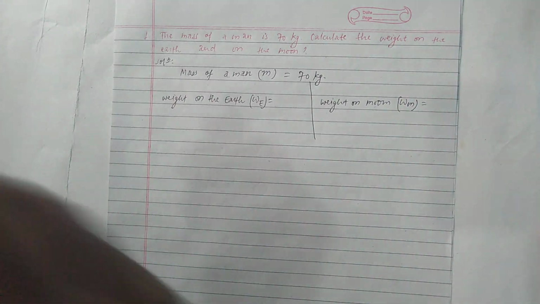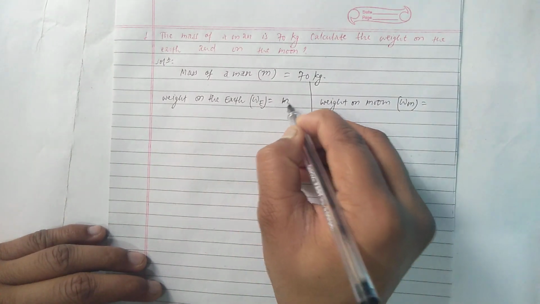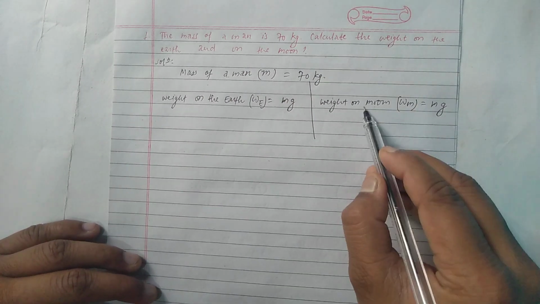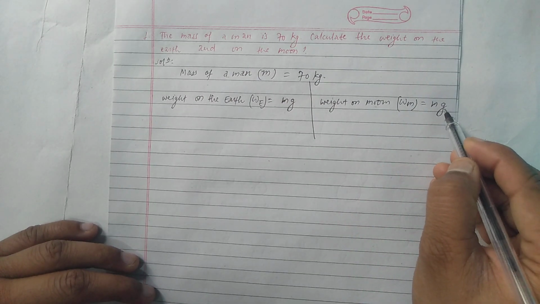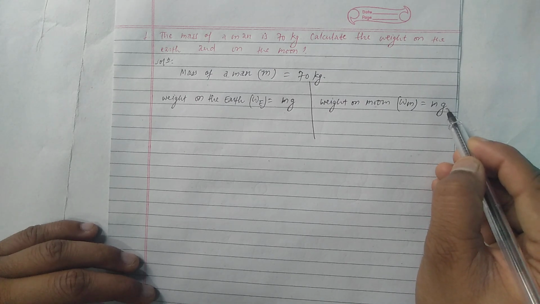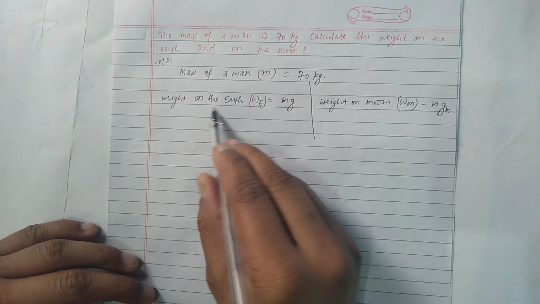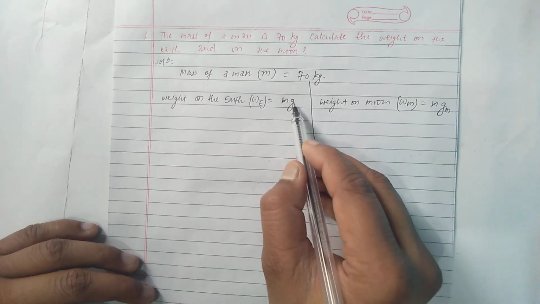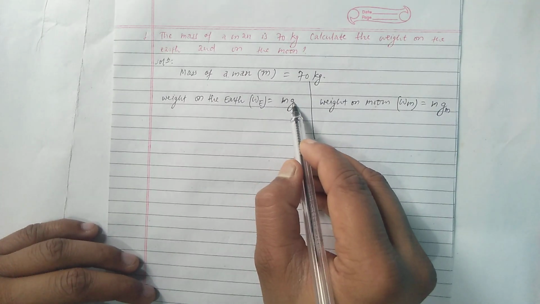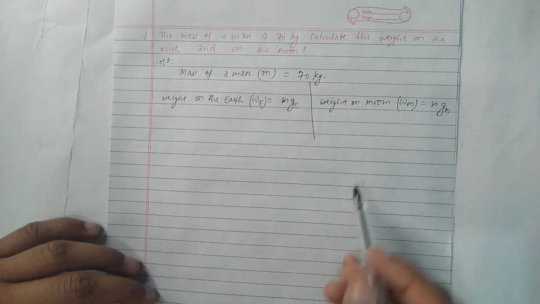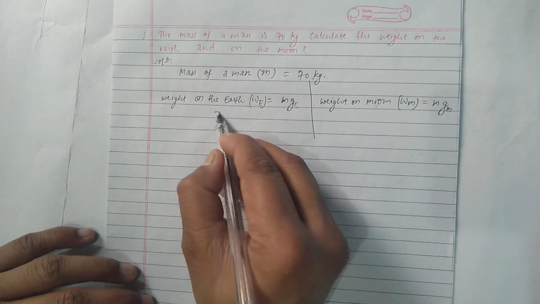Okay, so as we know, weight equals mg. This is also weight equals mg, but for the moon we have to take the value of g, acceleration due to gravity for the moon. So I take this m, and for the earth we have to take the value of g, acceleration due to gravity for the earth. So I just write here e. Both are the same, so we can easily calculate.